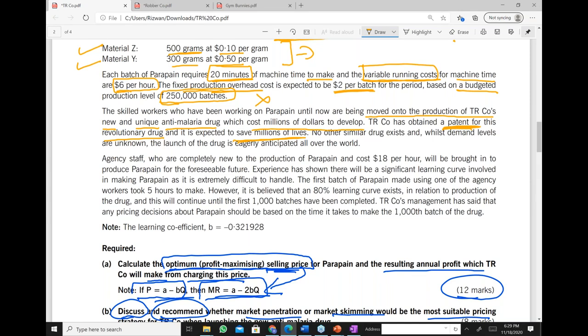No other similar drug exists, and whilst demand levels are unknown, the launch of the drug is eagerly anticipated all over the world. So it's very much similar to the corona vaccine. What do you think, guys? Yes or no?